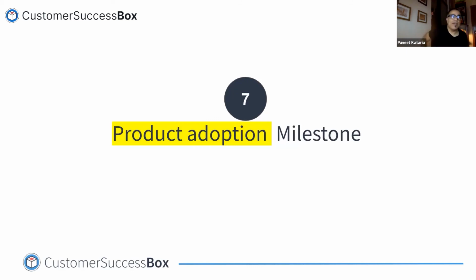Now let's get into the next level. Number 7, product adoption milestones. How are we doing on time, by the way? Okay, I'm going to rush through. We've got 3 more to cover.